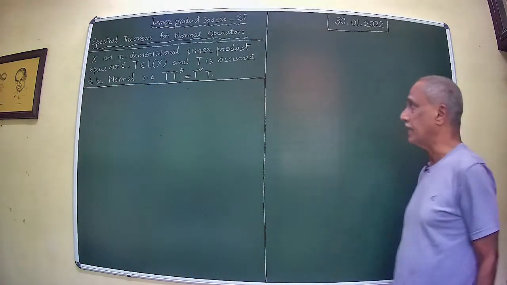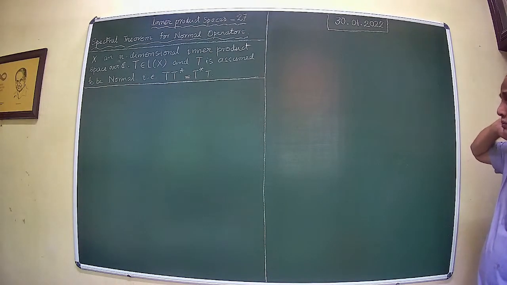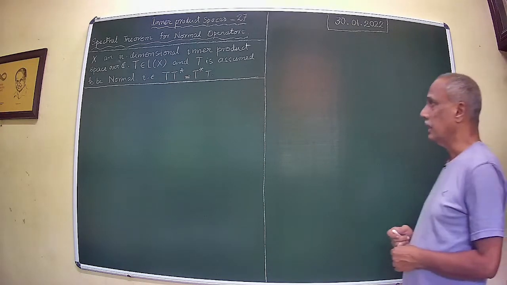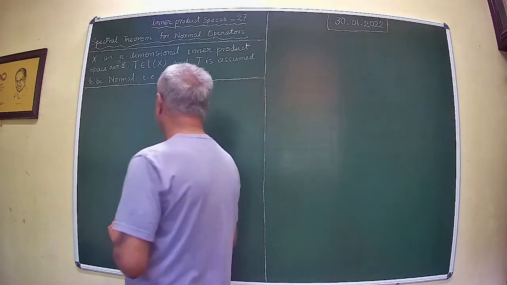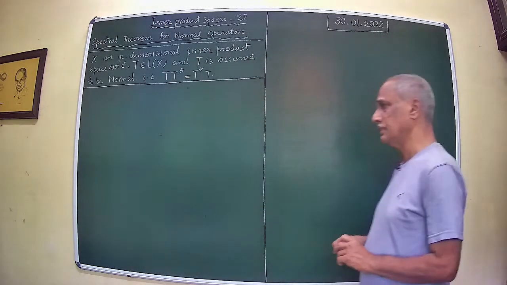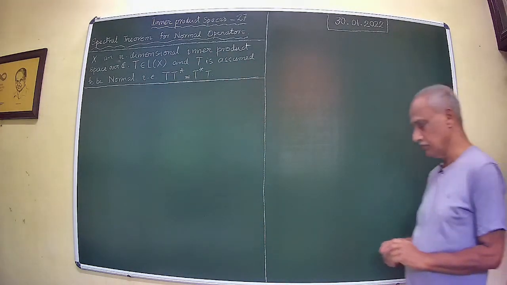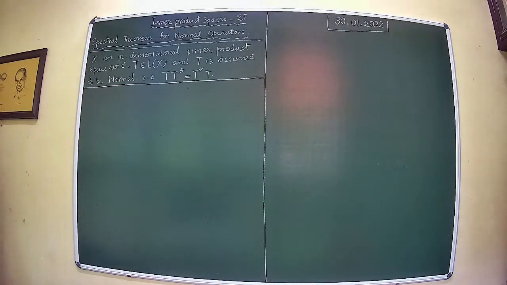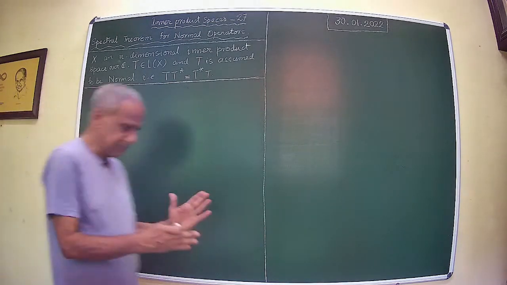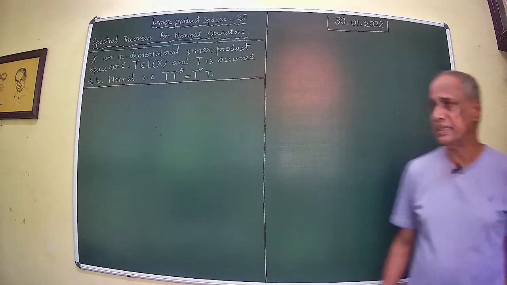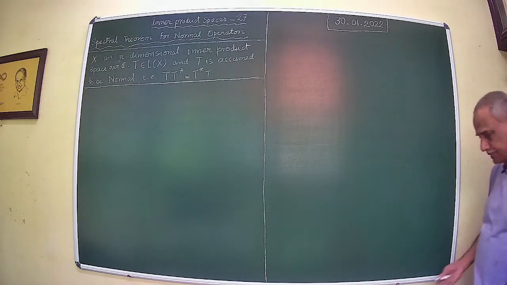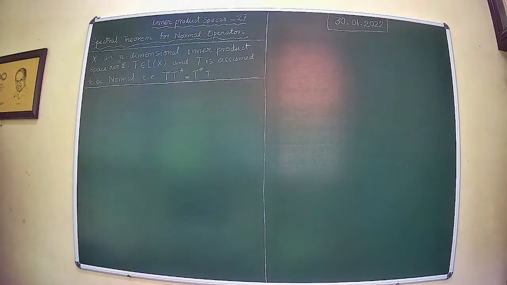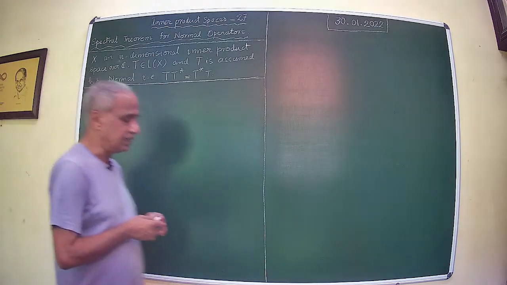We have X an n-dimensional inner product space over C, and T is a linear transformation over X, and we assume that T is normal, namely T commutes with T star, that is T star T is equal to T T star. Under these assumptions, we show that T is diagonalizable. That means there exists a basis for X with respect to which the operator T has a diagonal representation.